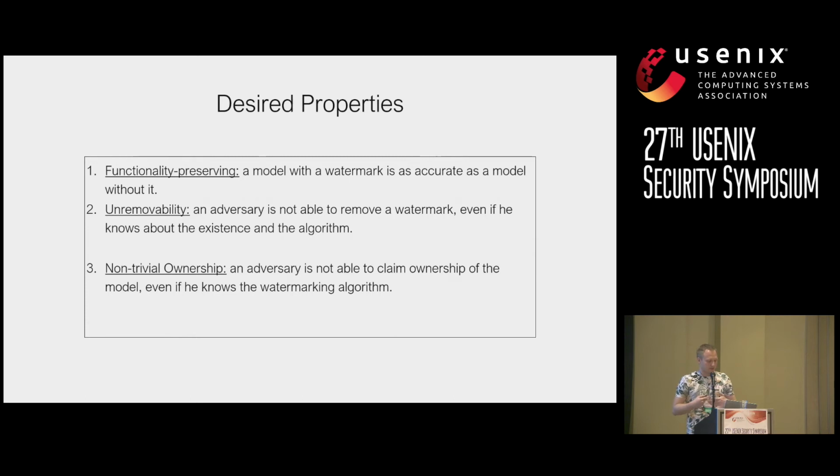There's a property called non-trivial ownership. As I said, once the algorithm is public, you still have to have secret keys that are related to the watermark. Maybe there would be a way that there's kind of an Über key that you can use to go to every model that is around there and say, this is mine. So the non-trivial ownership property is that this is not possible. You can't generate a key which you can use to claim ownership of other people's networks.